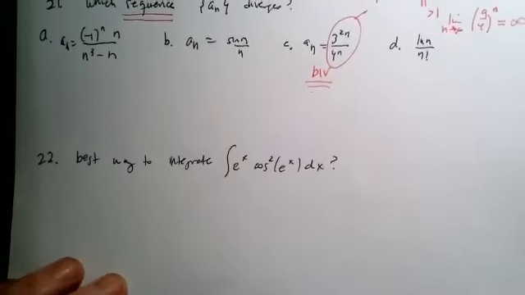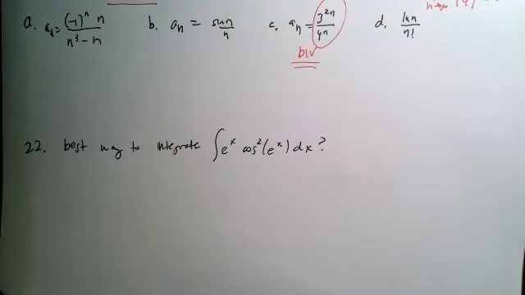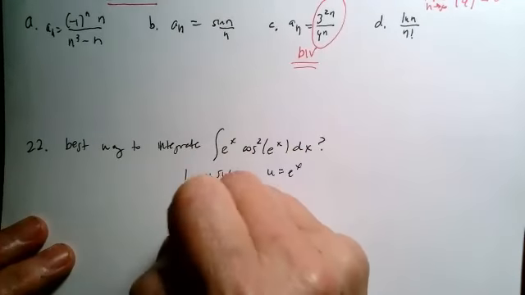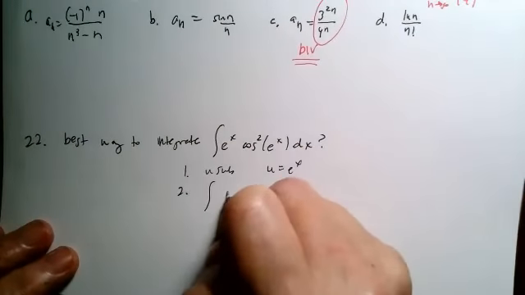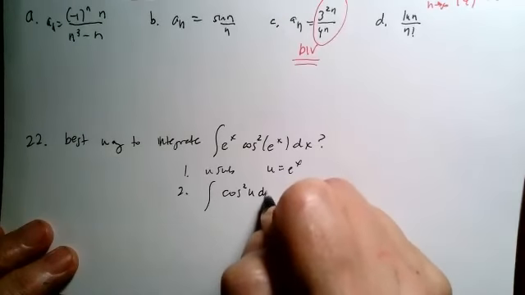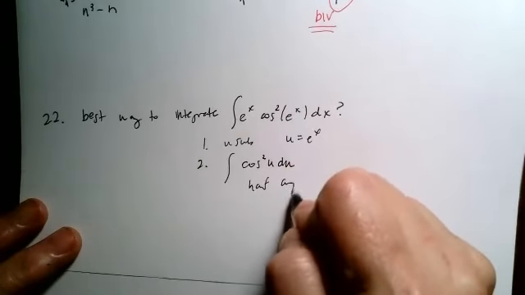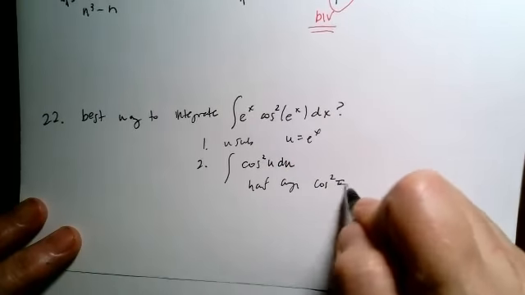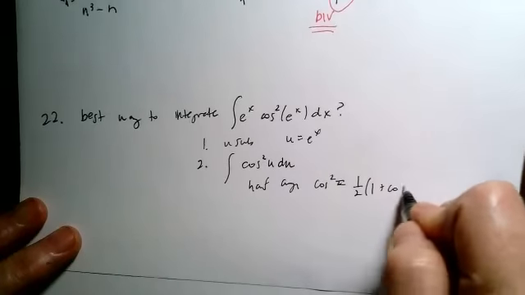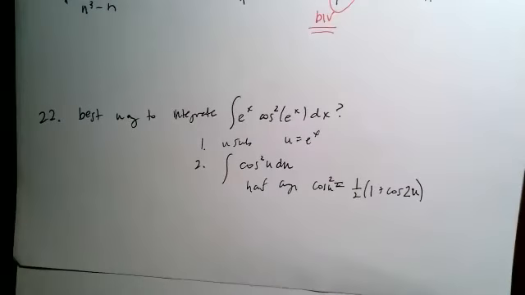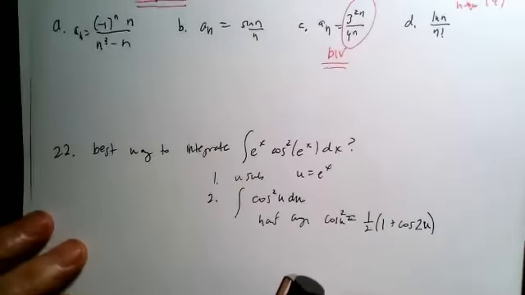Okay, one more, and this is a giveaway. What's the best way to integrate this integral? It's 2 steps. What will you do first? U sub, where u is e to the x. What do you do next? You get cosine squared u du. What do you do with this guy? We've done it a couple times, half angle. Cosine squared is 1/2 times 1 plus cosine 2u. All right, excellent. We're done. Okay, any questions?